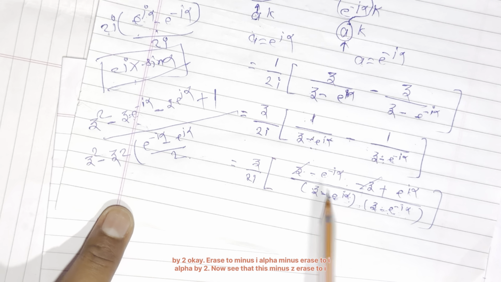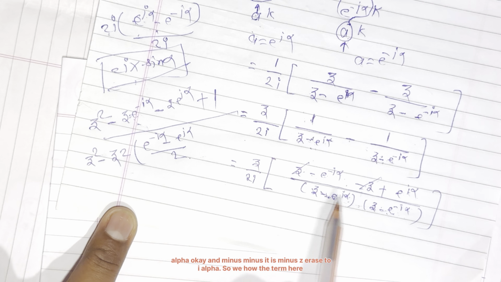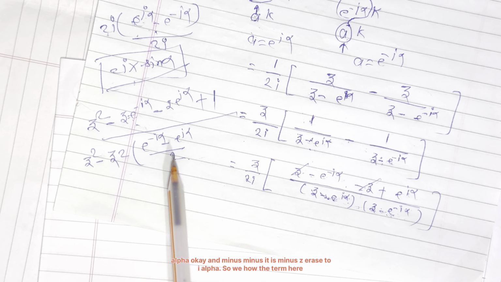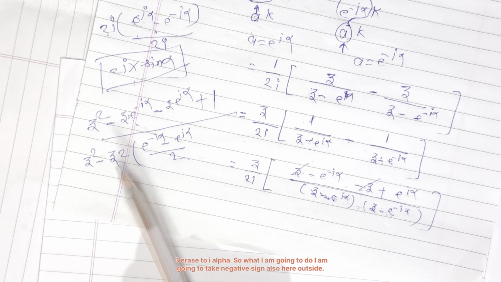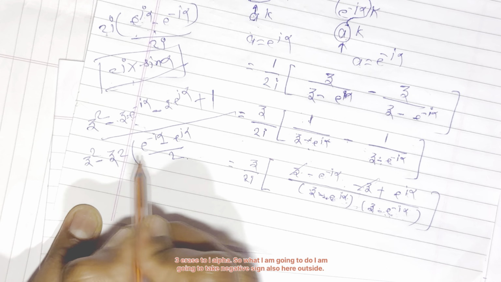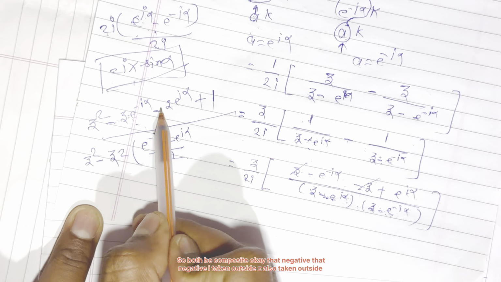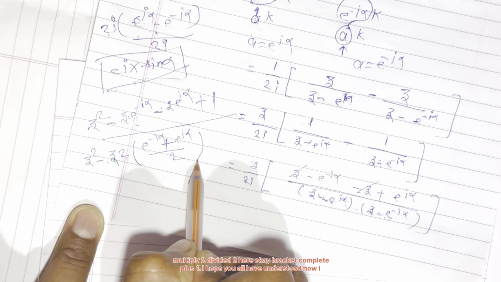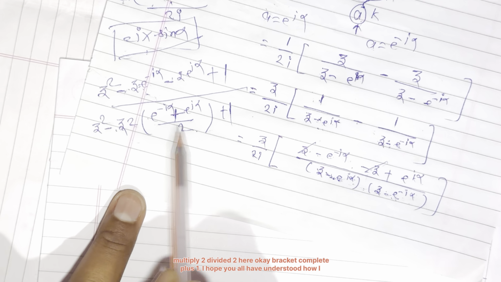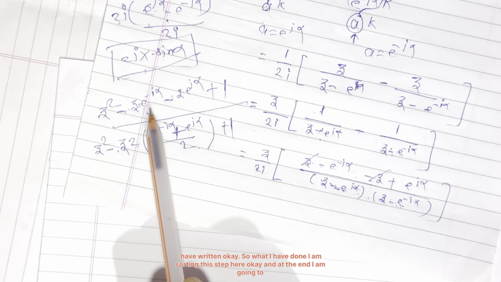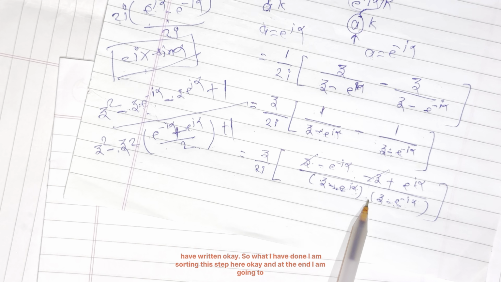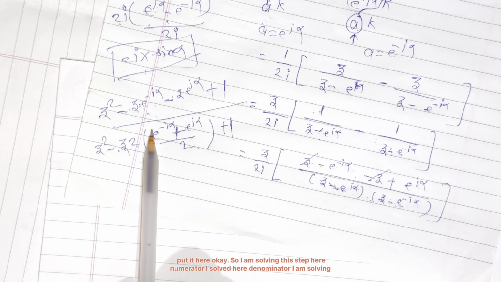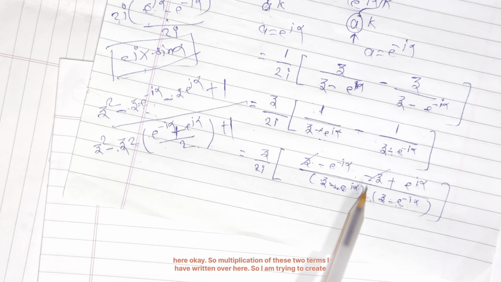Now see that this is minus z e raised to I alpha, and minus is minus z e raised to I alpha. So we have the term z e raised to I alpha here. I'm going to take the negative sign also outside, so both become positive. That negative I have taken outside, z also taken outside, multiply 2, divide 2 here. Bracket complete, plus 1. I hope you all have understood how I have written. I'm solving this step here: the numerator I solved here, the denominator I'm solving here. So the multiplication of these two terms I have written over here.